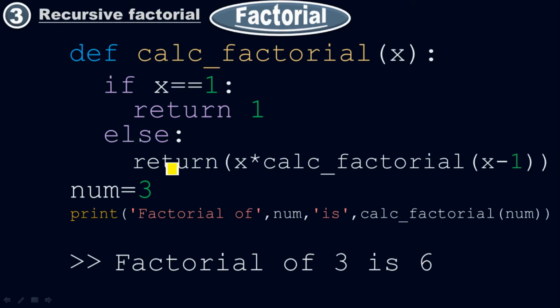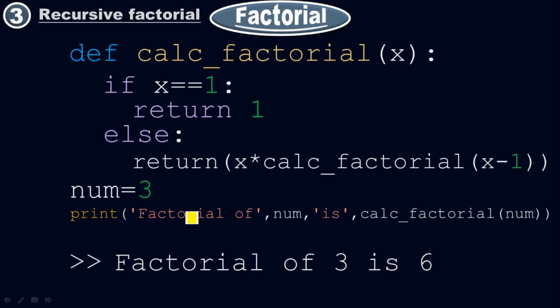In the else, we have the recursive factorial formula, which is return x times calculate factorial. What is calculate factorial? This is the name of the function. You have to put exactly the same thing: calculate factorial of x minus 1. What is x? X is that value. It decreases by 1. And then if I put num equals 3, I simply give the variable name num to the x value, and then tell it to print factorial of num is calculate factorial of num. It will show you the factorial.